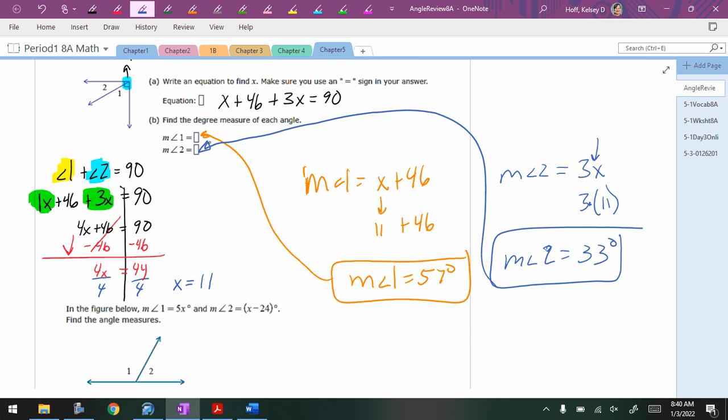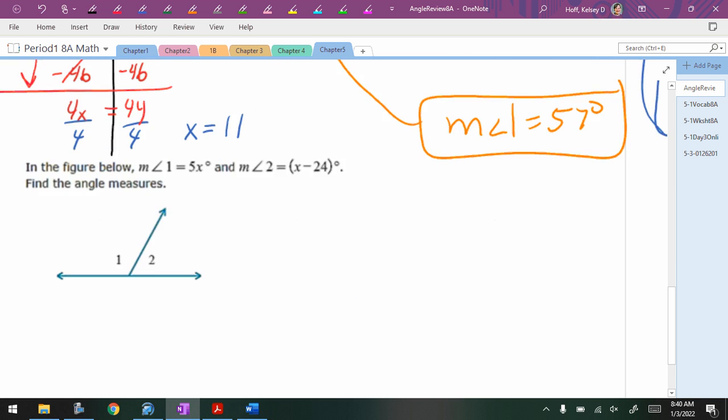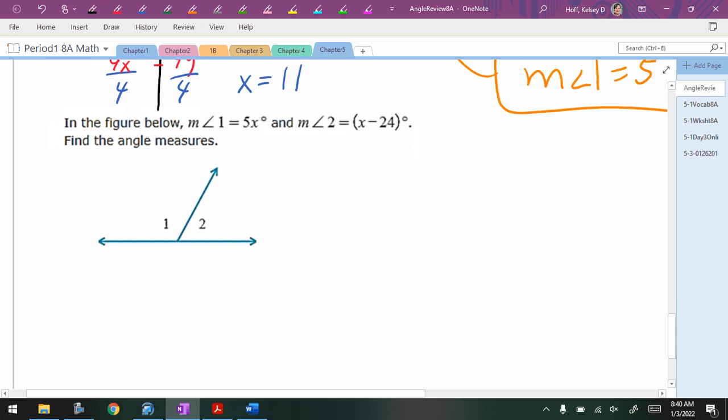Okay? Let's look at this one. In the figure below, the measure of angle 1 is 5x, and the measure of angle 2 is x minus 24. Find the angle measures. Tell me something you notice about this picture that they didn't tell us about. It's not 90 degrees, that's for sure. Doesn't make a corner. Doesn't have a little box. There is something else we know about it, though.